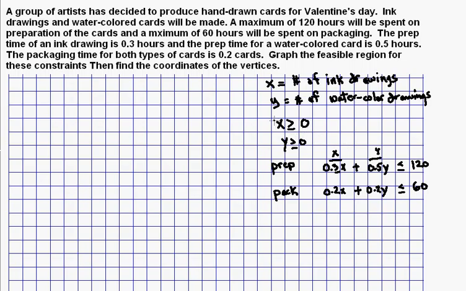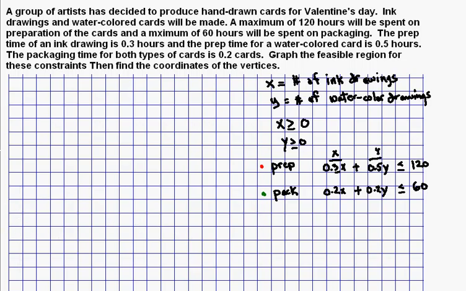So we have x is greater than or equal to 0, y is greater than or equal to 0. We have a prep inequality, which I'm going to color red, and we'll go with kind of a dark green for the packaging. Okay, so let's draw this graph.